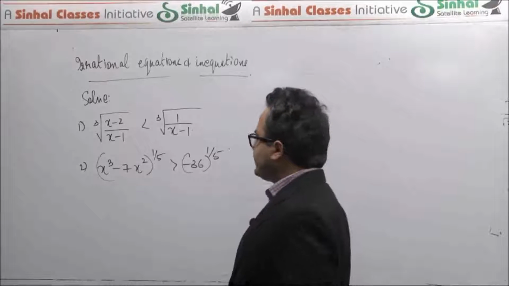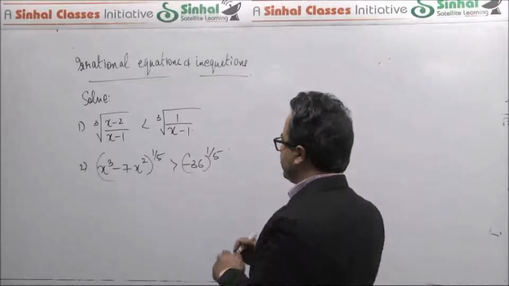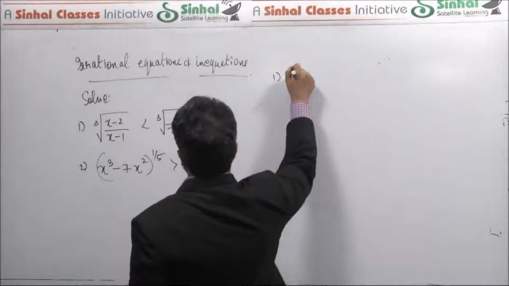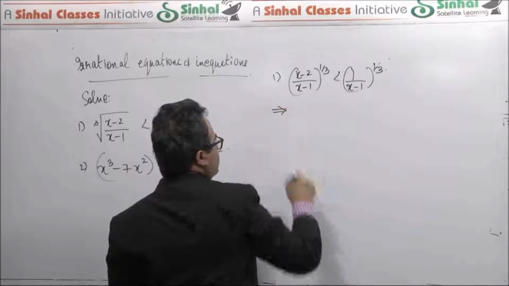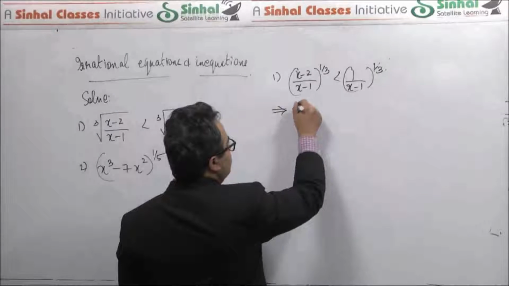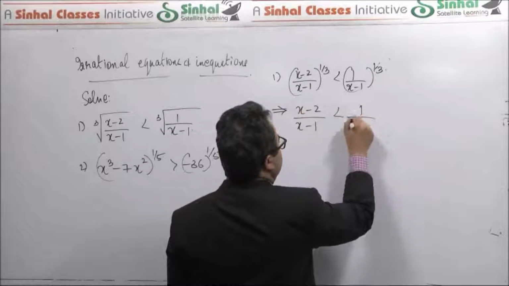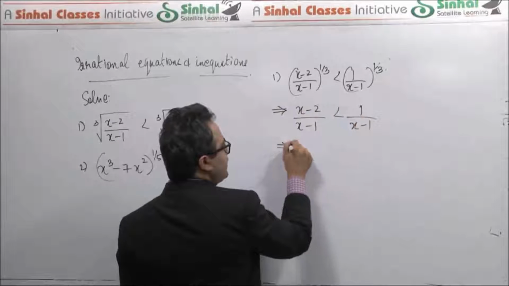So again, in the first question, you have two expressions on both sides, and both expressions are raised to the power 1 by 3. So again, as we've discussed, we can simply raise both sides to the power 3, and now this is a pretty straightforward problem. Get all the terms to one side.